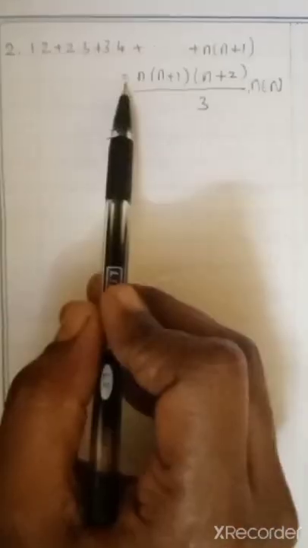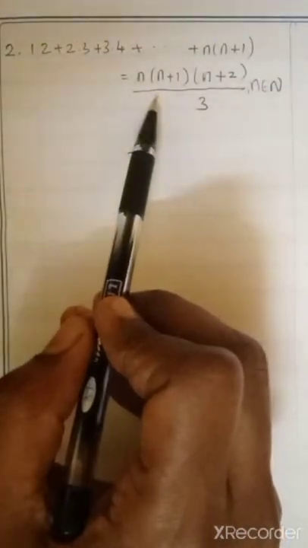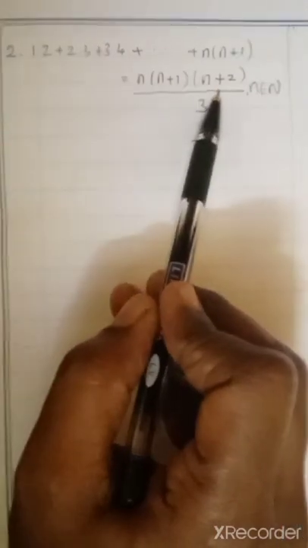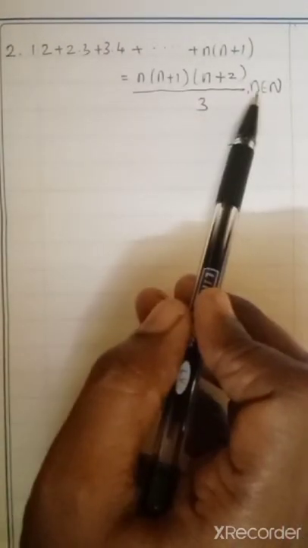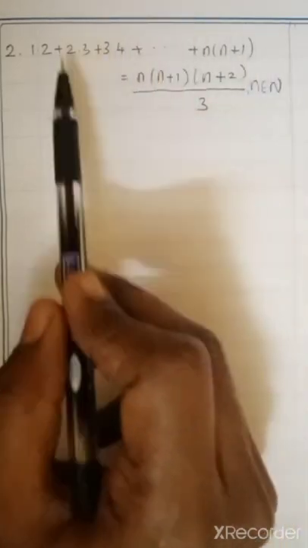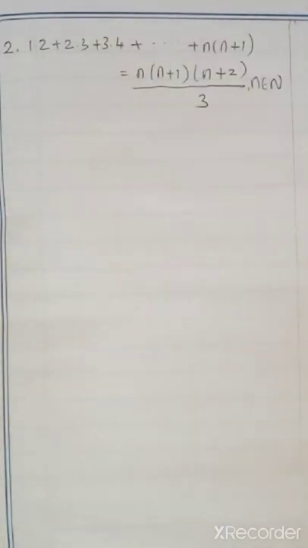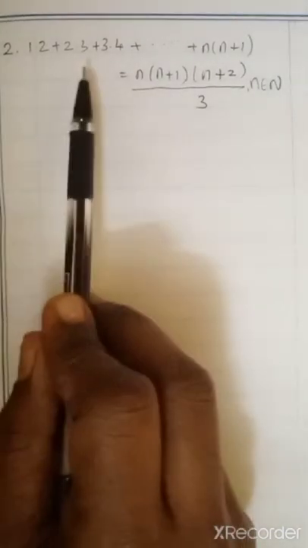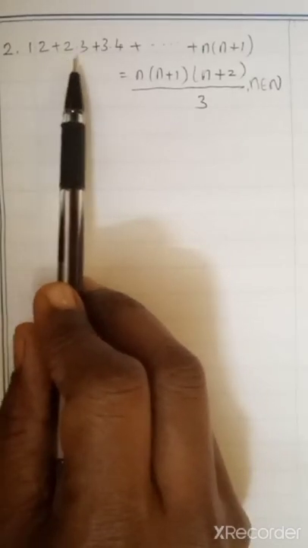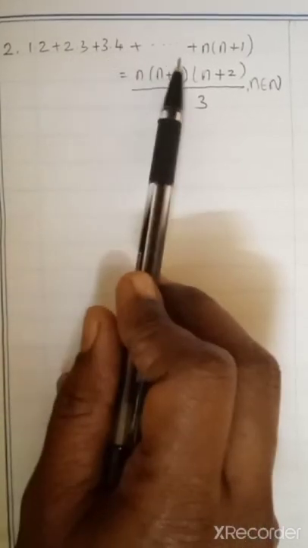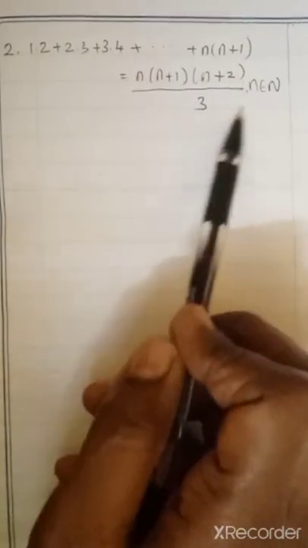So, in the statement, that general term will be n into n plus 1, n plus 2 by 3 for all n in N. This is your question. Is that clear? If we take the sum of these multiplication numbers, the answer will be n into n plus 1, n plus 2 by 3. Now, is the question clear? 1 into 2 plus 2 into 3 plus 3 into 4 and so on, up to n into n plus 1 equal to this term.